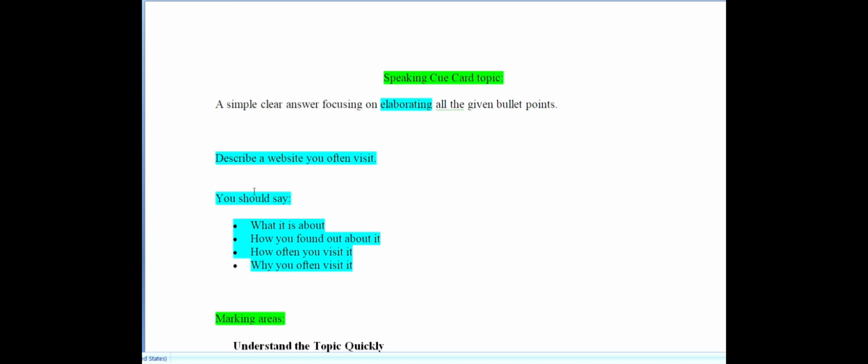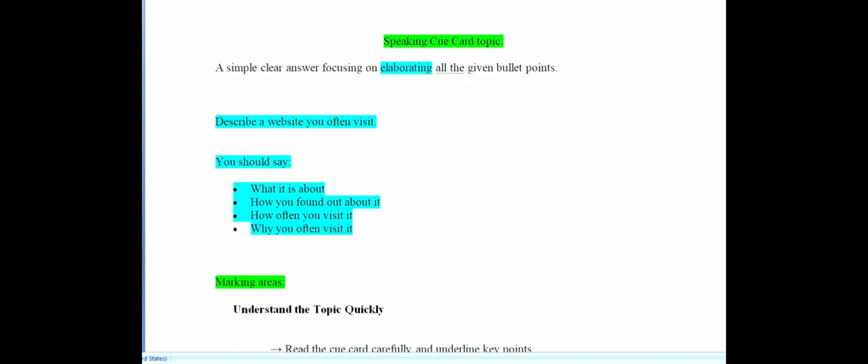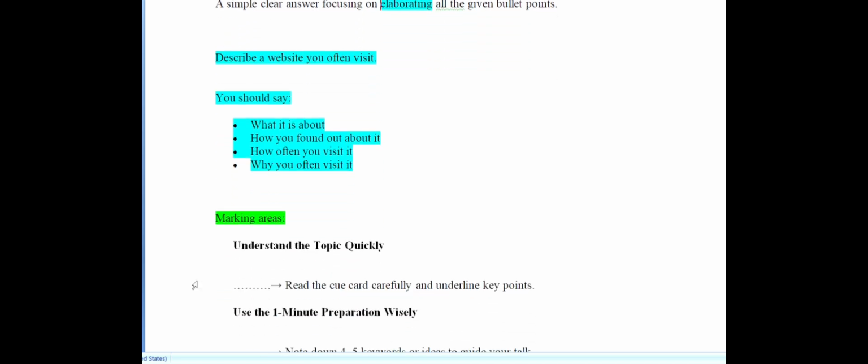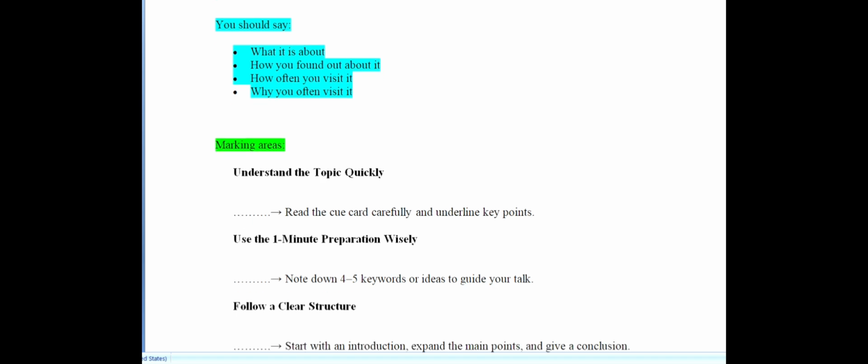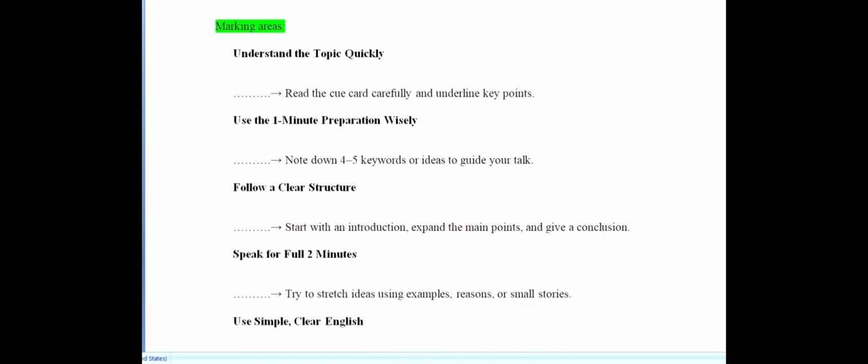We have been browsing or we are browsing n number of websites every day, right? So you can select one and you have to speak on it. The following questions are what it is about, how you found about it, how often you visit it, and why you often visit it. Okay, before getting into all these questions, maybe the question is easy or maybe the question is difficult for you. First of all, understand the marking areas because I want everyone to get a beautiful score and it is very, very possible.